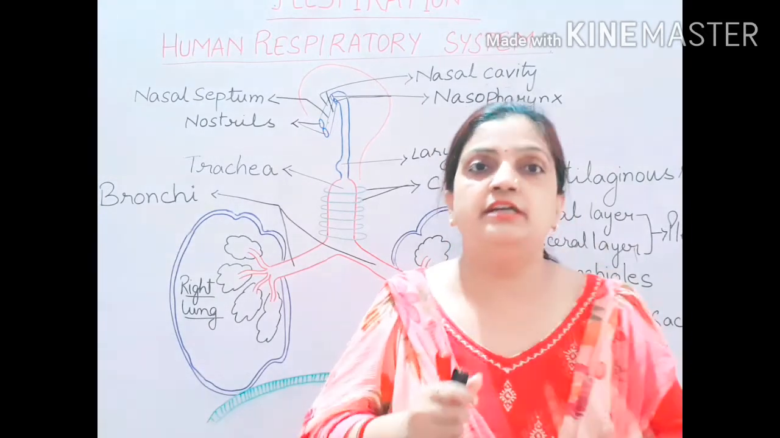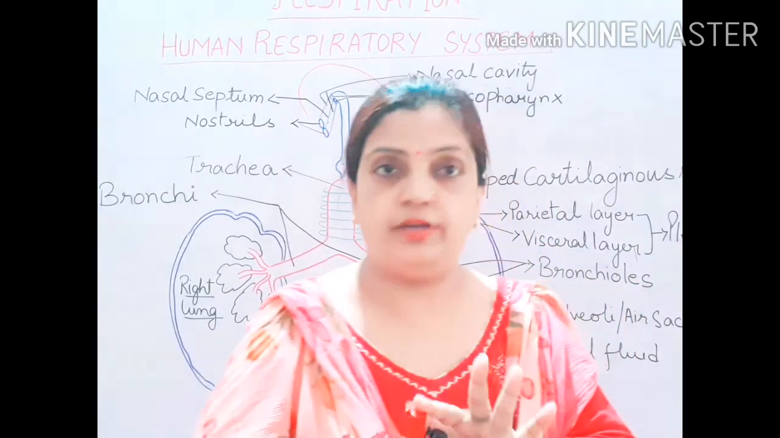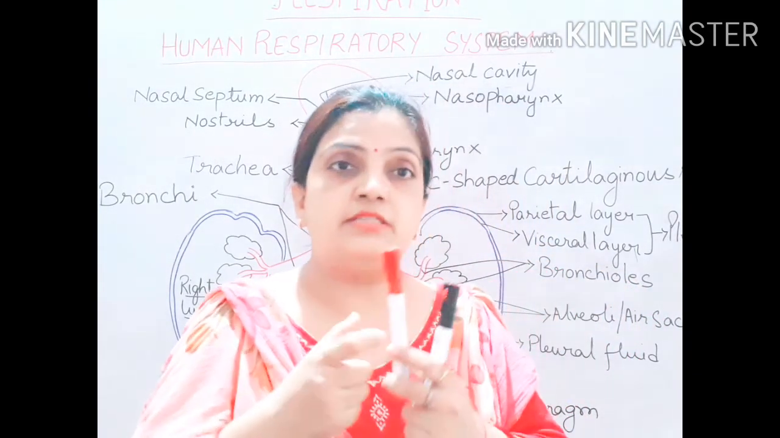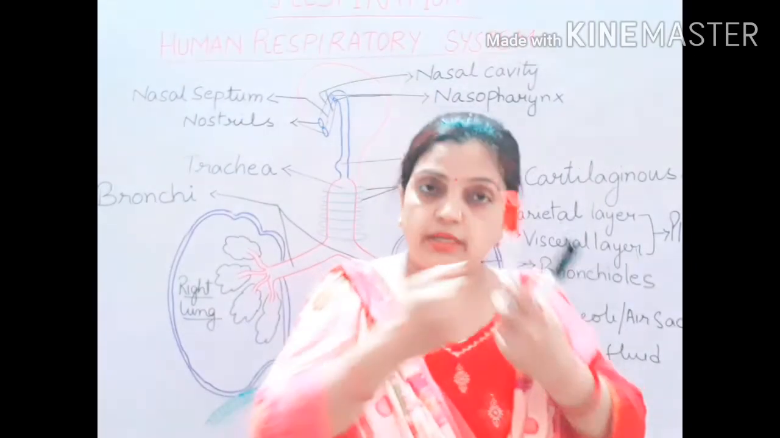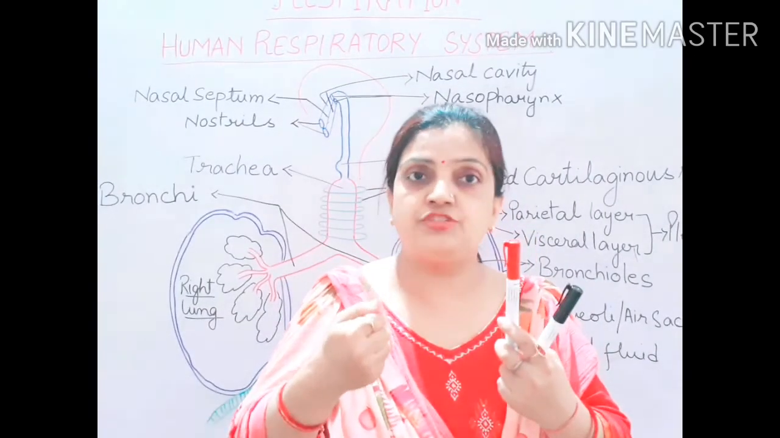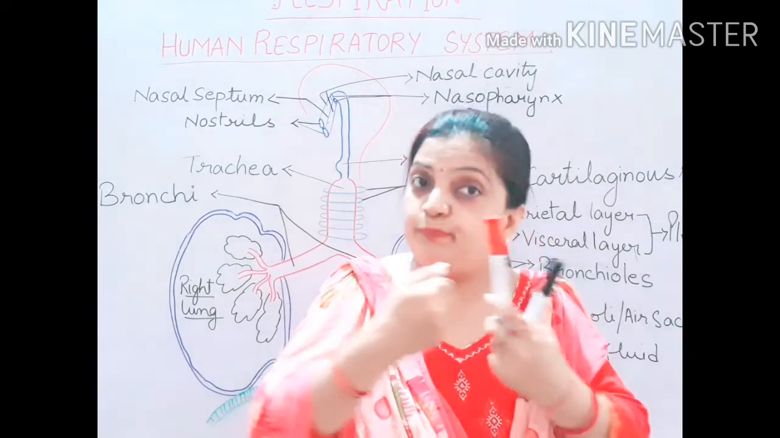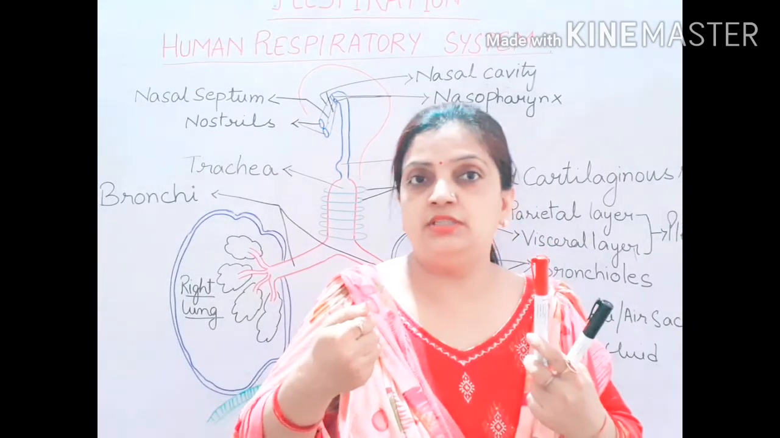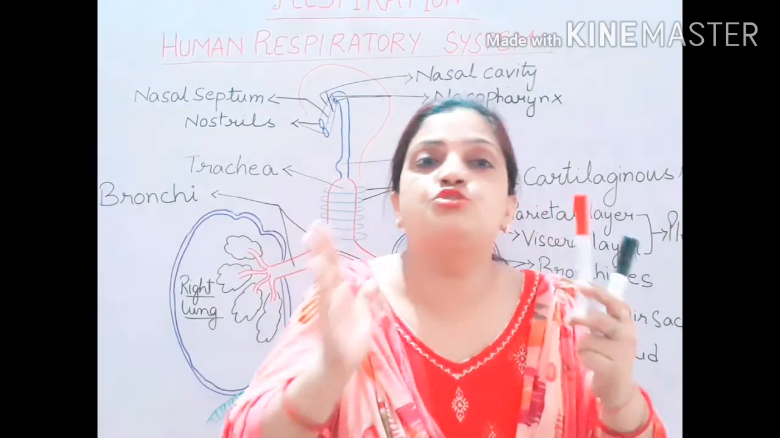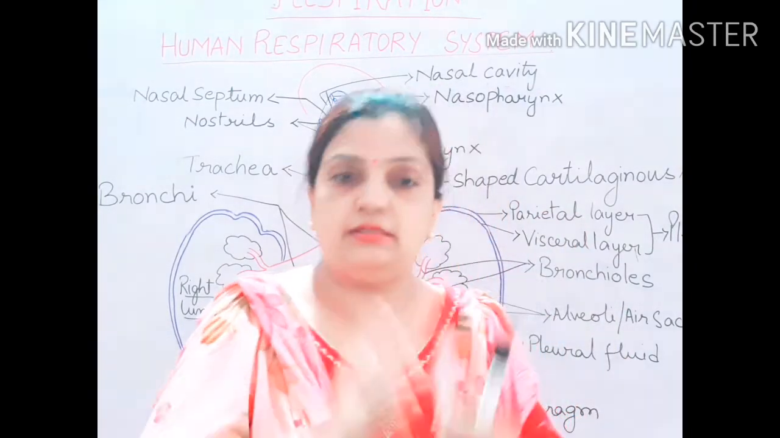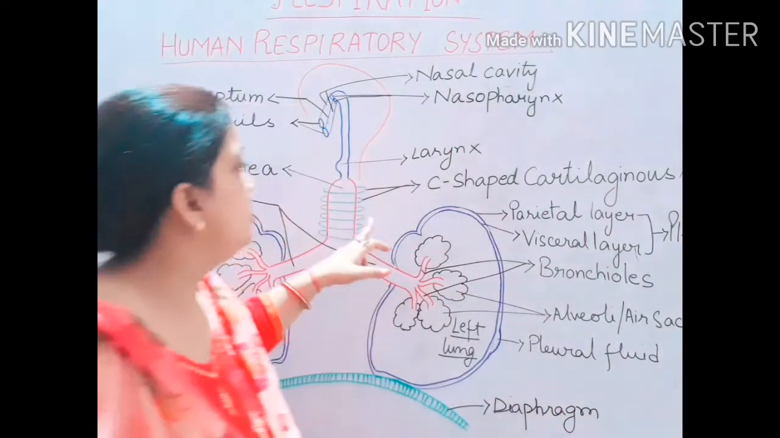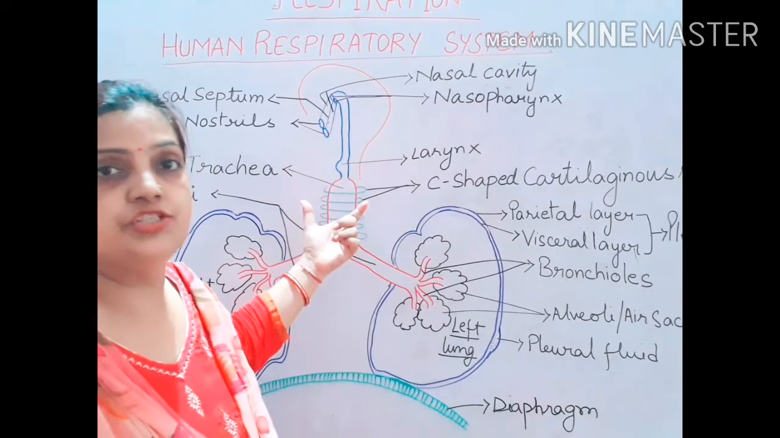Hope this is clear. I have tried to explain this point in Hindi, that how the C-shaped cartilage rings have pulled the trachea from both the sides to avoid the walls coming close to each other. This is your trachea and the C-shaped cartilage.